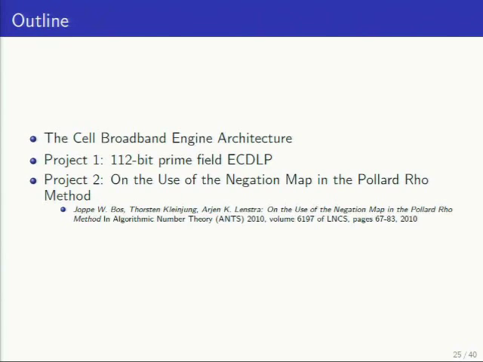So now let's go to the second part of this. Yes. A rho method is faster. How does it compare with a lambda method?